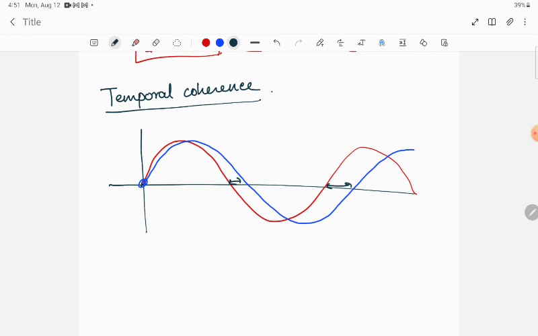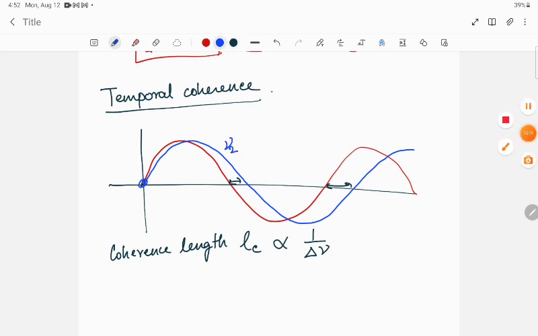That certain distance is actually called the coherence length. Coherence length, given by LC, is the distance at which the beams become totally out of phase. As you see here, this LC should be inversely proportional to delta nu. If this one had a nu 2 frequency, the coherence length will be inversely proportional to the difference in the frequency.